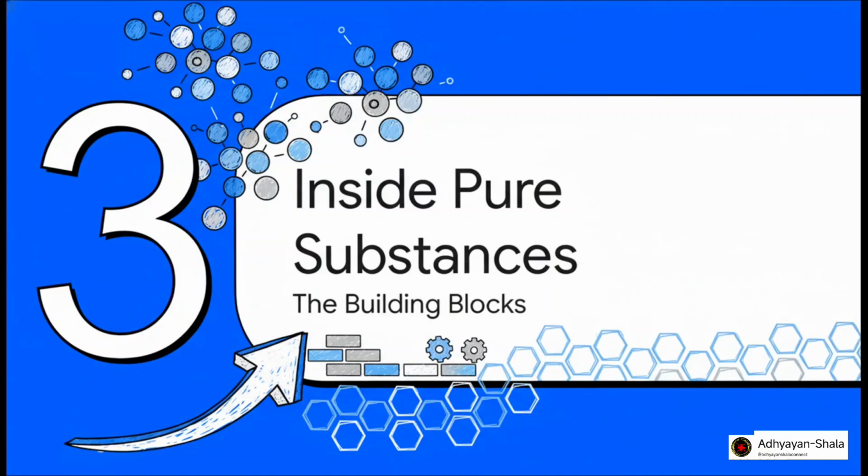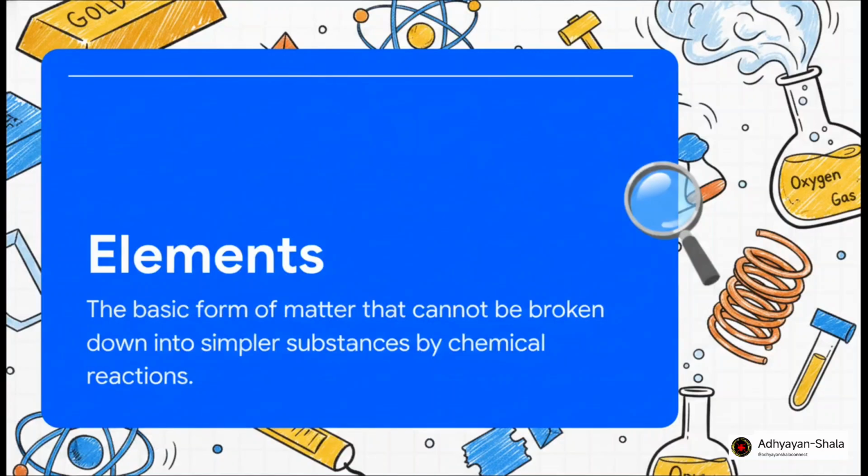Let's go back to our map, our flowchart, and this time we're going to head down that other path, the world of pure substances. The first kind of pure substance we're going to talk about is the most fundamental of all, an element. These are the Lego bricks of the universe. Think gold, iron, oxygen. You can't break them down into anything simpler through a chemical reaction. An atom of gold is, well, it's just an atom of gold.